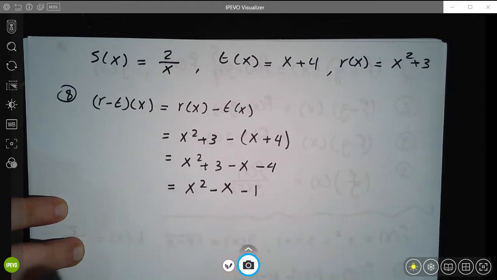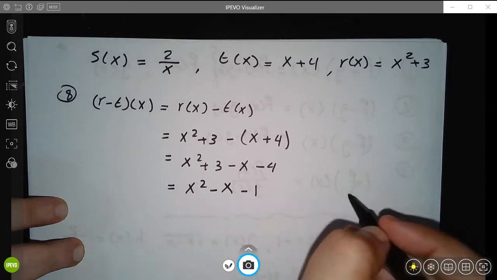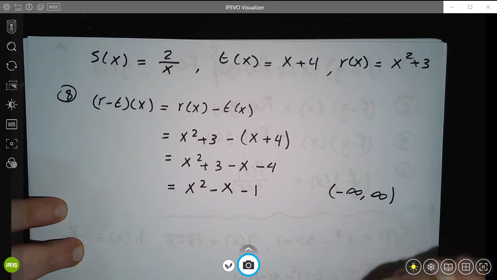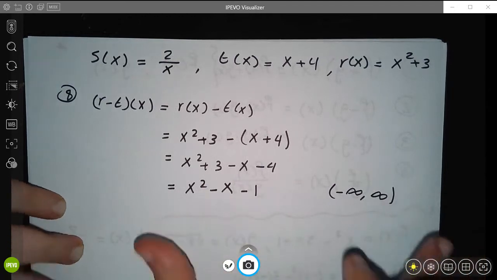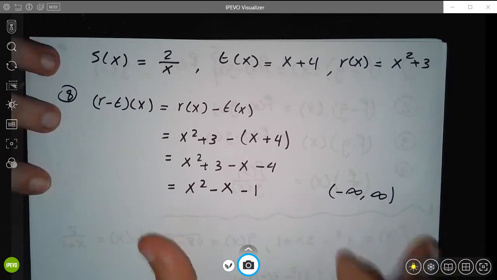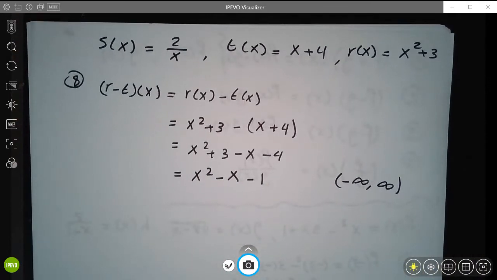That's my function. This right here is a quadratic. And a quadratic has a domain of negative infinity to positive infinity. There are no limitations here. So it's your domain. It's a polynomial. Any questions?